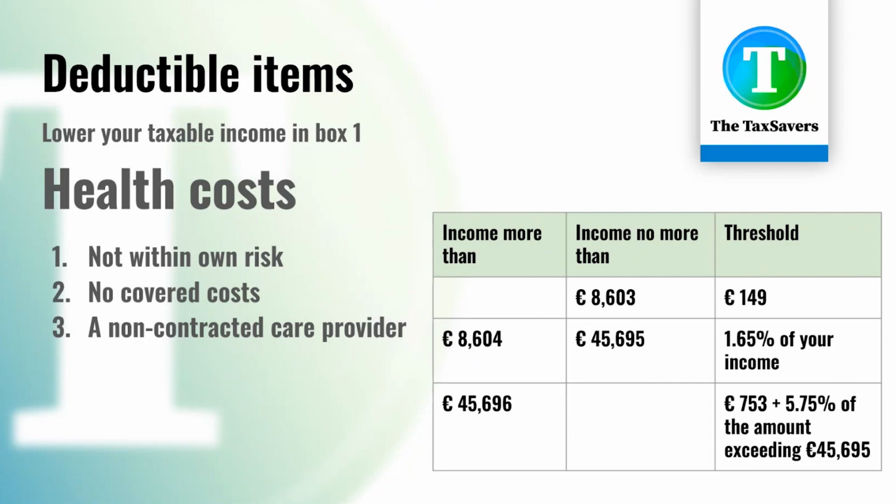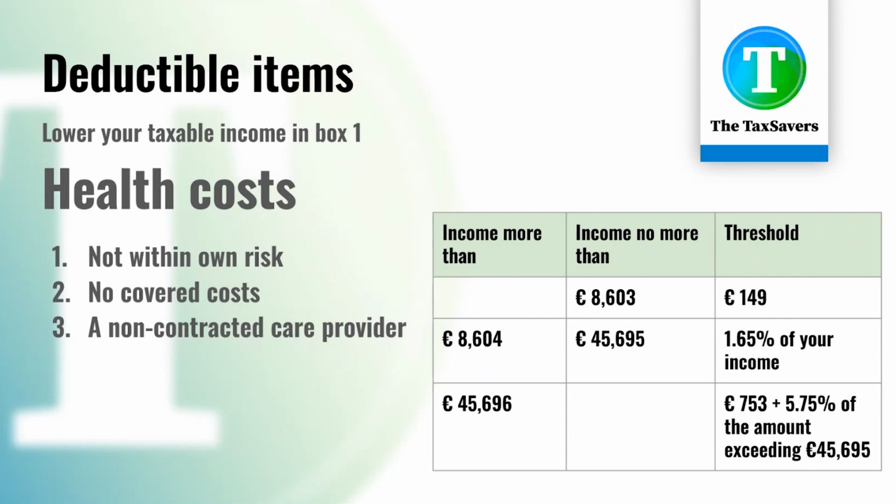The health costs may not get covered by the insurance, they have to exceed the obligated own risk, and they have to be made with a non-contracted care provider. Also, they have to pass the threshold based on your income. As you can see in the table, your income determines how much you may deduct. For an income below €8,603, there is a fixed threshold of €149. For income above that amount, the threshold is either 1.65% or a combination of €753 and 5.75%.